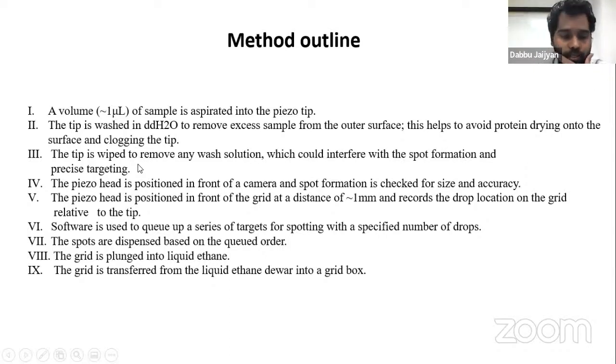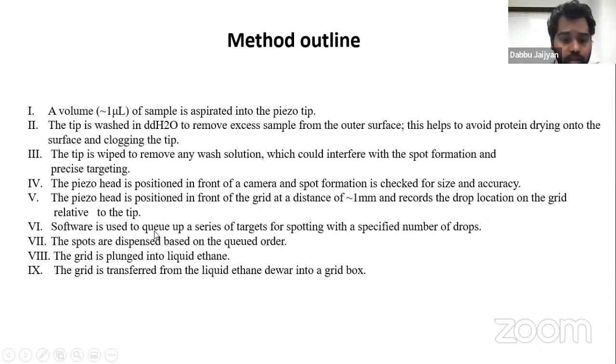So here there are two things which are very important. One is that this piezo head is positioned in front of a camera, and the spot formation is checked for size and accuracy. This whole process is controlled by the software. There is a video camera, and these images are reflected on the computer screen, where we can position where we want to put our spots. This piezo head is positioned in front of the grid at a distance of around 1 mm, and the drop locations on the grid are recorded relative to the tip.